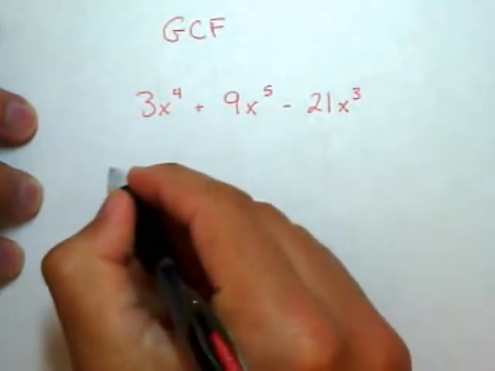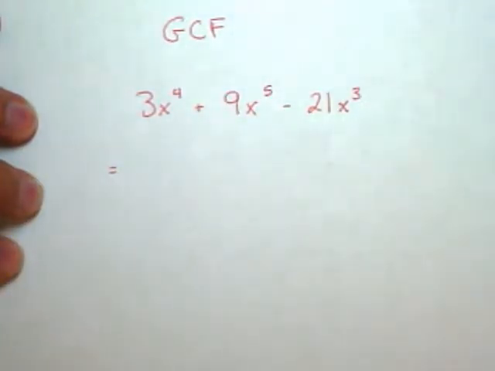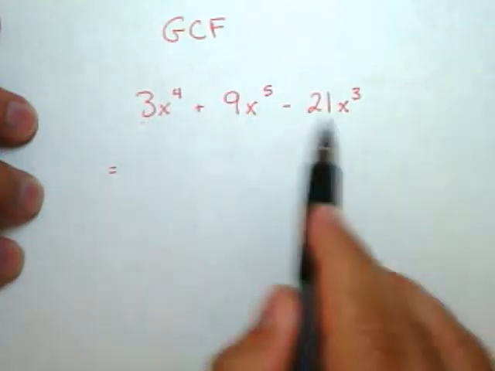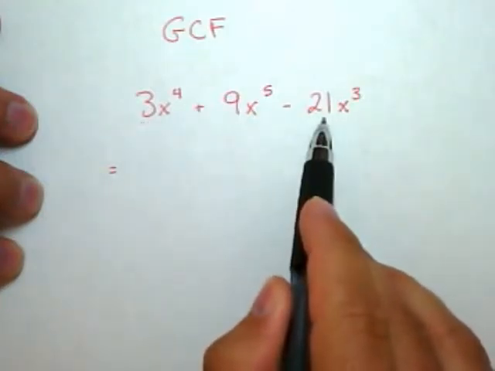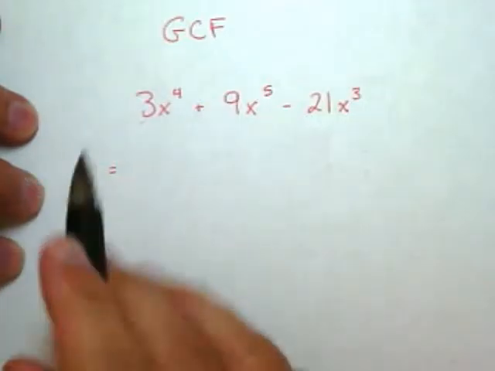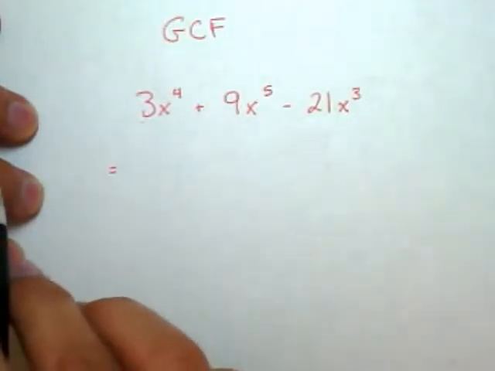So what we're going to do here is we're going to find the GCF of the numbers first, and then we're going to find the GCF of the variables second. So looking at the numbers 3, 9, and 21, what can we say our GCF is? What is our greatest common number that each one of these have?